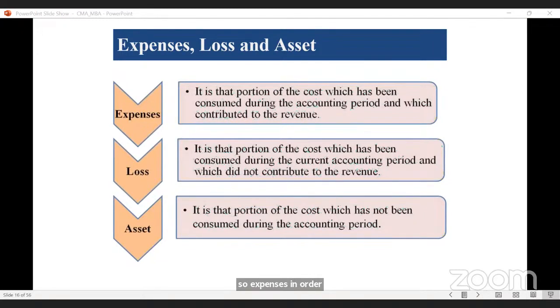Yes or no? Yes, sir. If you are a sales manager or production manager, your organization is paying you salary. Why is it paying you salary?